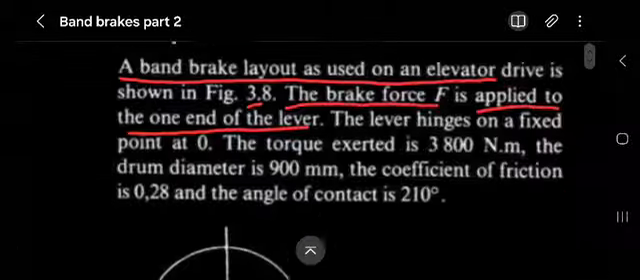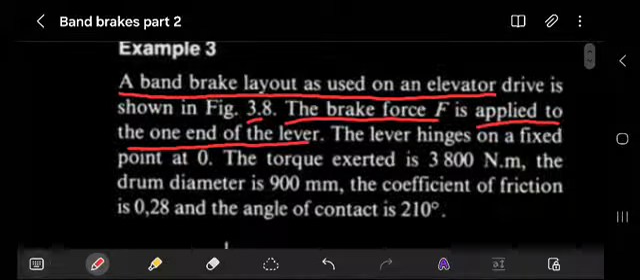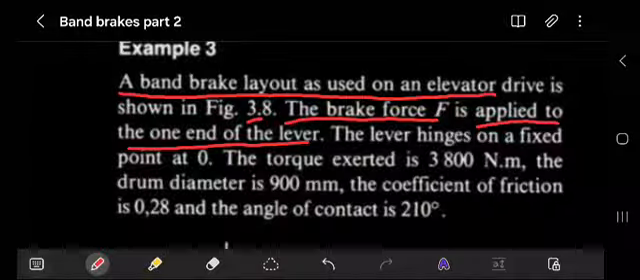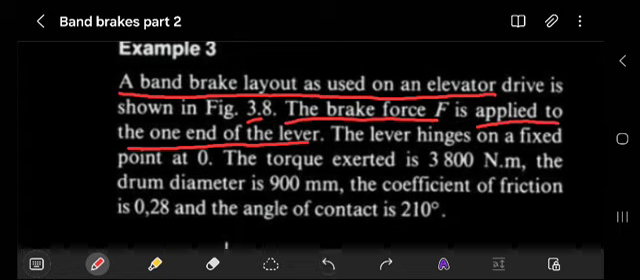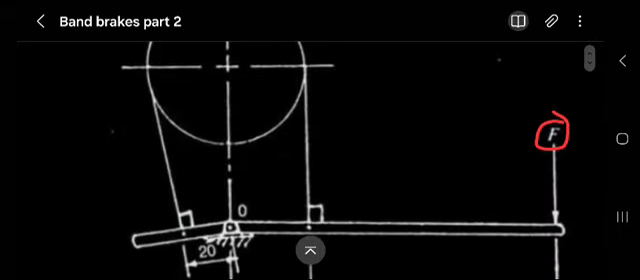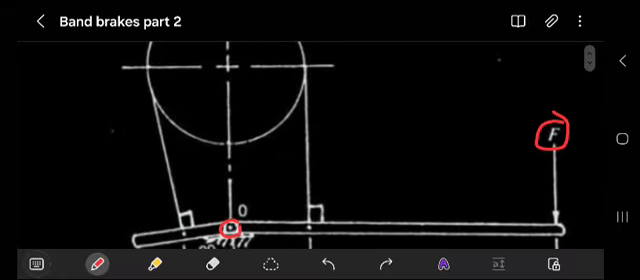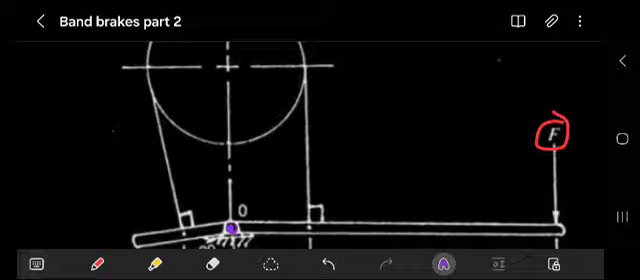All right, the lever hinges on a fixed point. It is a fixed point, stationary, fixed there at point O. As you can see here, it's fixed there. All right, we see that it's fixed. As you can see there, they've used something there to fix that.